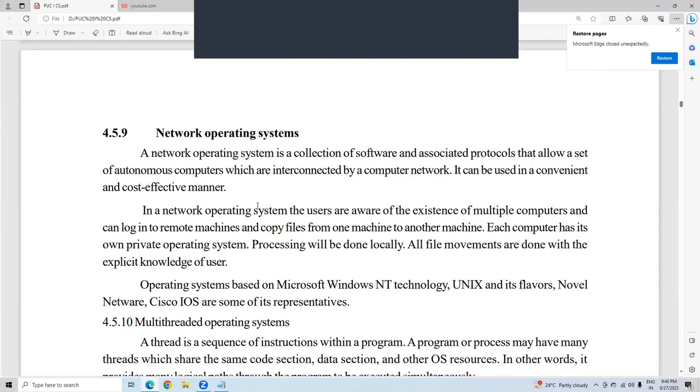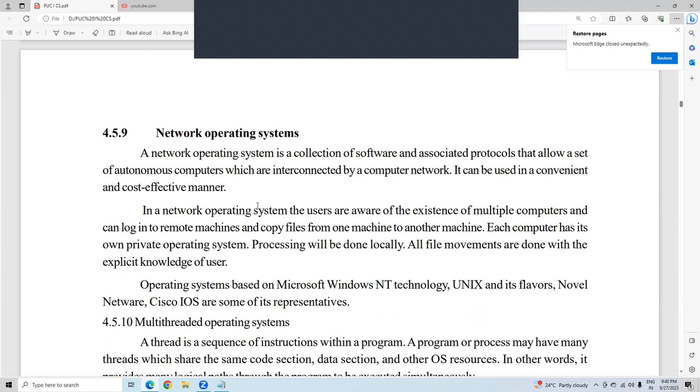So in the server, there will be one special operating system called NOS, Network Operating System, which makes the communication between the server and the client, right? That is a network operating system, and this is a very convenient and cost effective manner. In a network operating system, users are aware of the existence of multiple computers and can log into remote machines and copy files from one machine to another machine, right? See, resource sharing will be there, program sharing will be there, file sharing will be there, right?